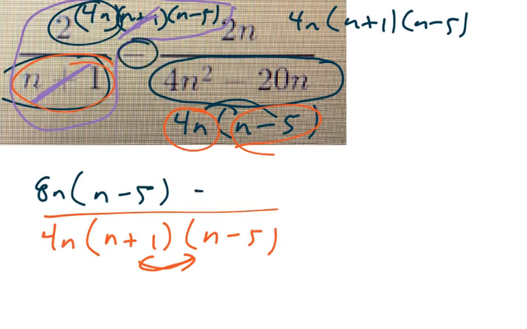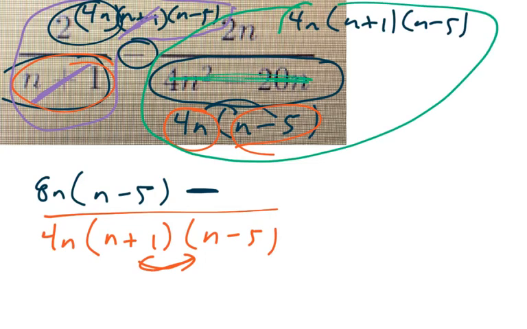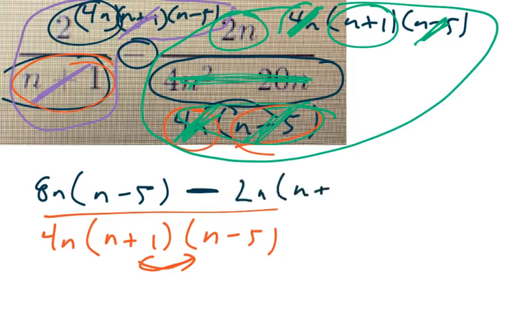There is a minus we have to be careful of. Now, in green, guys, here, this actually is already factored here, right? So notice here, the 4n's cancel out, and the n minus 5's cancel out. All I'm left with is 2n times n plus 1. Okay, so 2n times n plus 1.